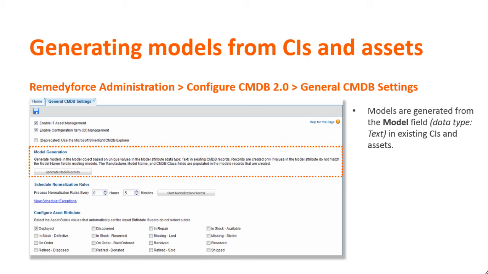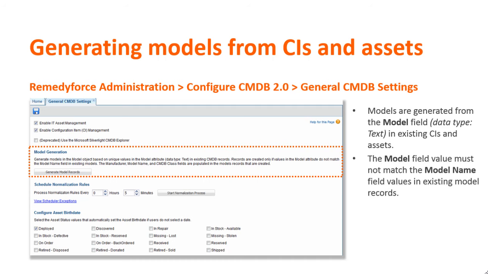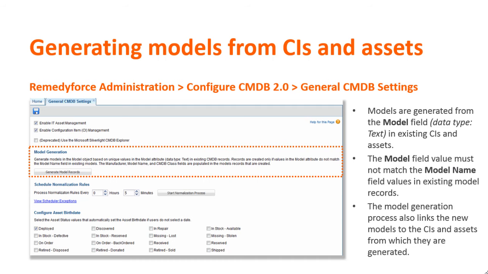Models are generated based on unique values in the model attribute in CIs and assets. Note that the model attribute is not displayed by default in the instance editor in a new installation of Summer 15. Models are generated only if the values in the model field do not match values in the model name field in existing model records. It is important to note that the model generation process also links the new models to the CIs and assets from which they are generated.